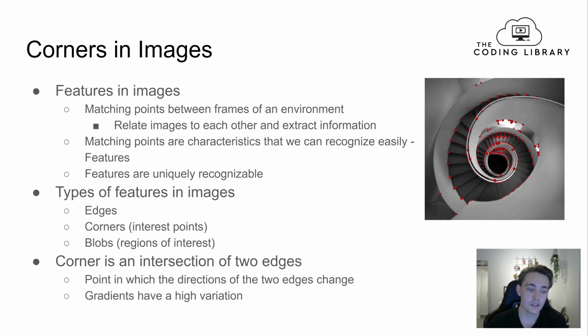So a corner is an intersection of two edges. In the last video we had edge detection, and when we detect two edges and they intersect each other, then there is a corner at the intersection. The point at which the direction of the two edges changes is an intersection, and thereby a corner as well. We're detecting the intersections where the gradients of the two edges have a high variation, and in that way we can detect corners.